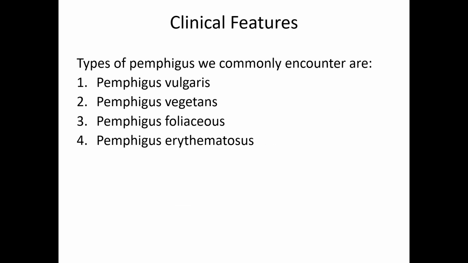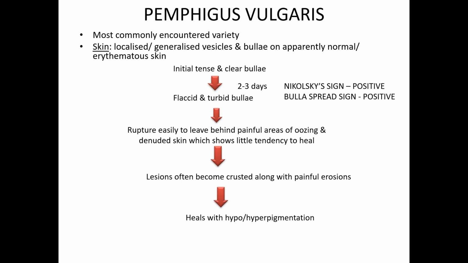Clinical features. Depending on the type, you have 4 variants of pemphigus. The most commonly seen one is pemphigus vulgaris, then vegetans, where you can have vegetating growth, then foliaceus and erythematosus. The most superficial one is erythematosus. The commonly encountered variety is vulgaris.